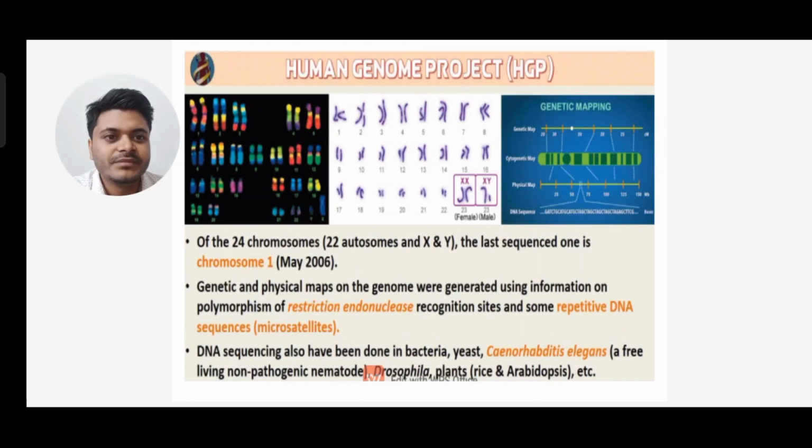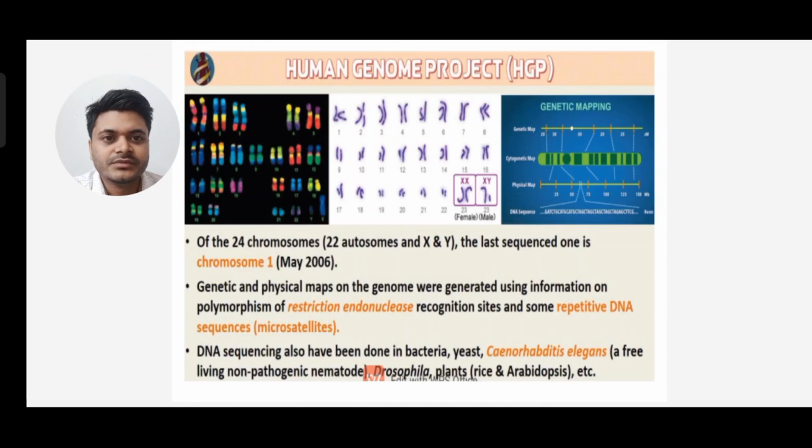Genetic and physical maps of the genome were generated using information on polymorphism of restriction endonuclease recognition sites and some repetitive DNA sequences. These are called microsatellites. So what are microsatellites? They are repetitive DNA sequences. DNA sequencing has also been done in bacteria and yeast, as well as in Drosophila and plants.